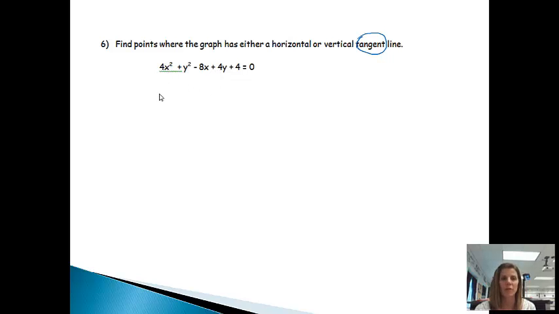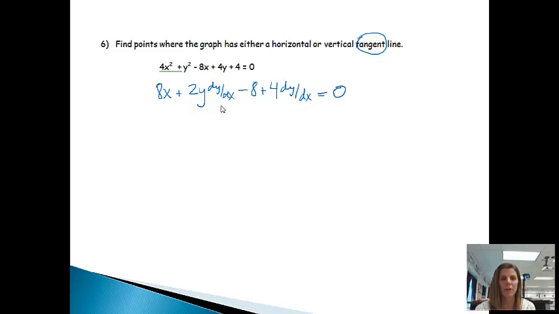So the derivative of 4x squared will be 8x, and then plus the derivative of y squared will be 2y dy/dx, because I am taking the derivative of y with respect to x, minus the derivative of 8x is 8, plus the derivative of 4y will be 4 dy/dx, but again, we're taking the derivative of y with respect to x, and then the derivative of the plus 4 will be 0 because it's a constant, and then it will equal 0.